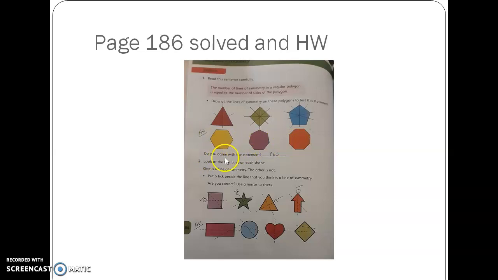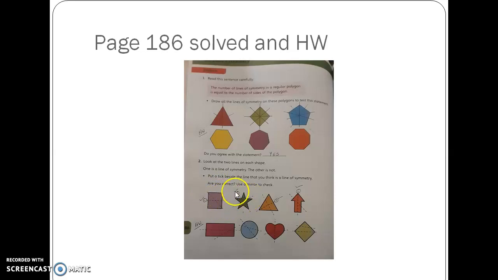So now you write. Do you agree with the statement? Yes, we agree with the statement. Now look at the second one. Here in the second one, you have these 2 lines. But do you think this line is going to divide it into 2 equal halves? No. But this line, when you fold the square on the line, you will see that it will be just the mirror image. So just put a tick.